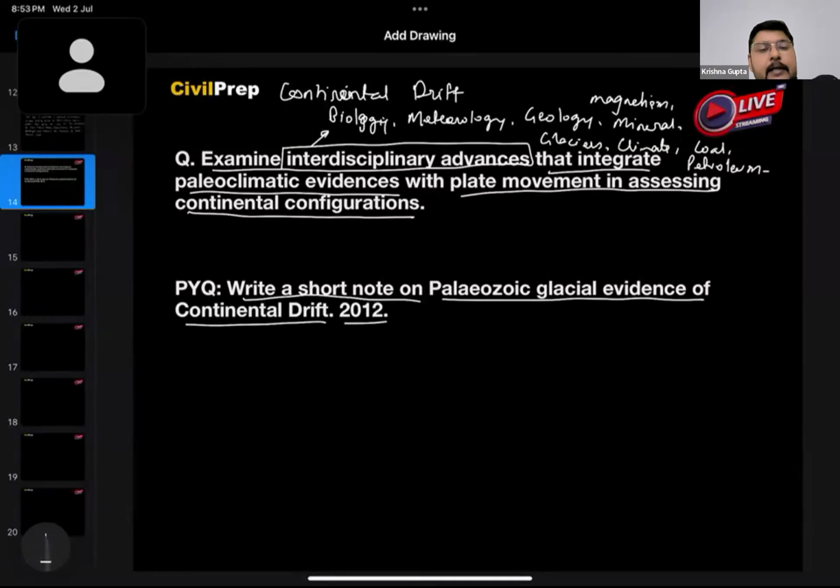Okay, friends, so let's start the answer. Now here we'll be looking at two aspects: the interdisciplinary aspect, and second, the plate movement and the interdisciplinary advances of the paleoclimatic evidences. So when we look at this part here, we will see the continental configurations.